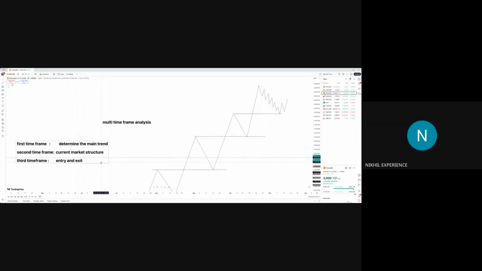Now, this third time frame is kind of like the most important part of this entire thing. You've understood the major moves. You've understood the secondary move where price is pulling back. But there is one more thing that is very, very important. And what is that? Your entry and your exits.